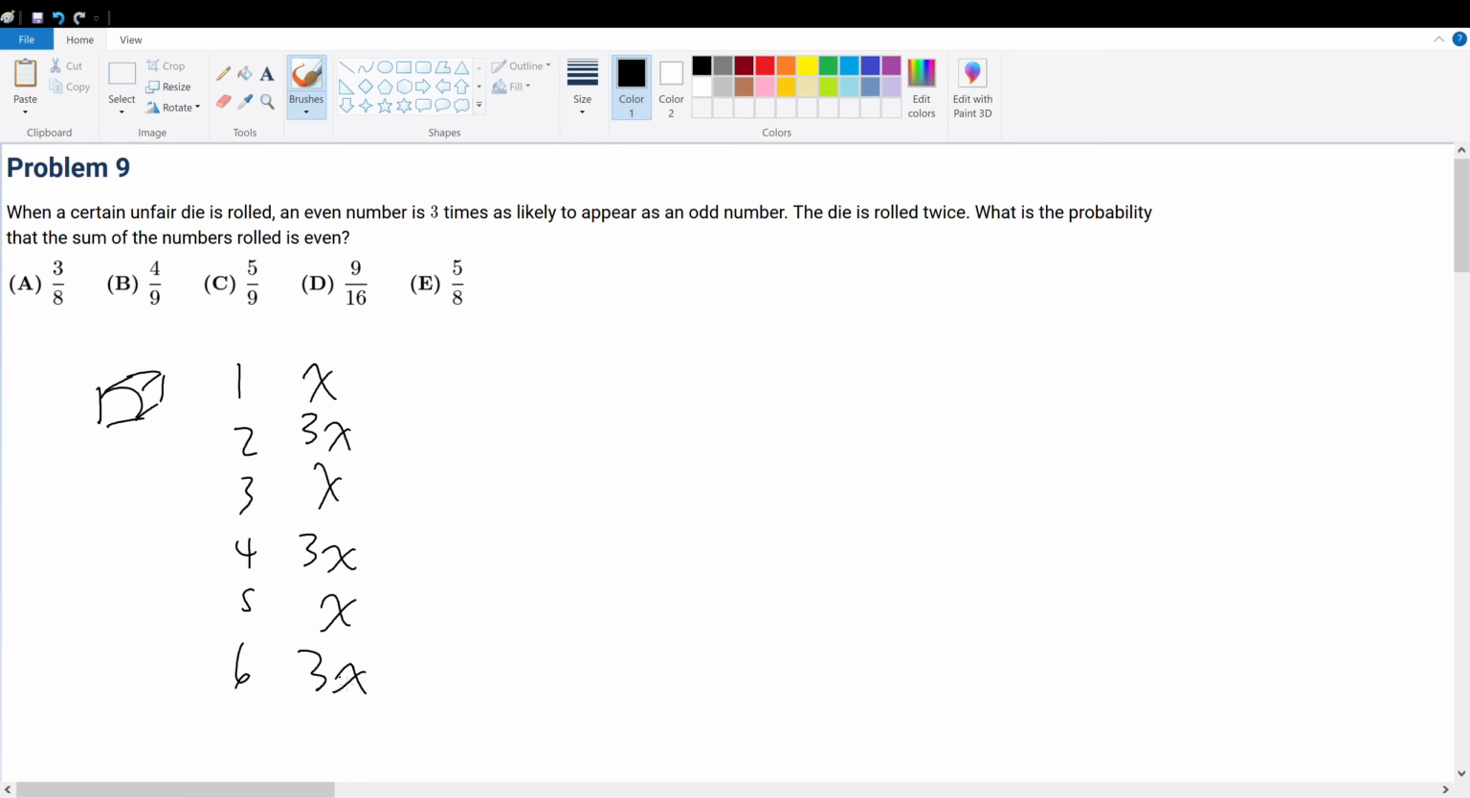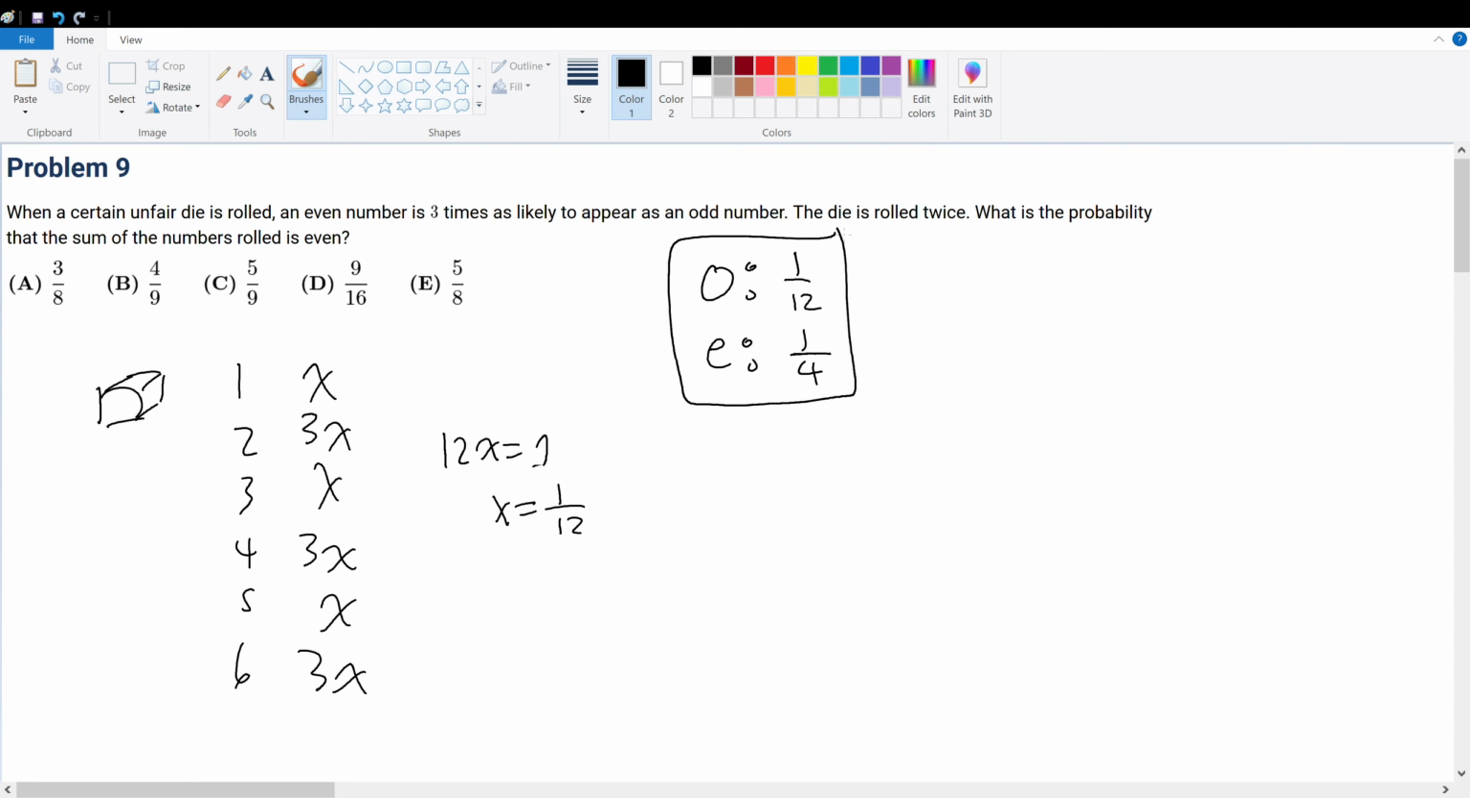Now we know that the sum of probabilities always equals 1. So that means the sum of all this, which is 12x, must equal 1. Therefore, x is equal to 1 over 12. That means the probability of rolling an odd number is 1 over 12, and the probability of rolling an even number is 1 over 4. Right?